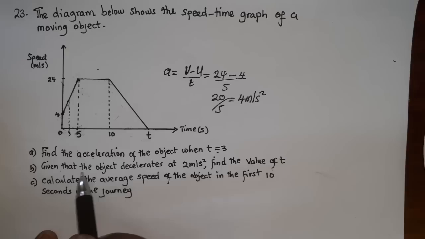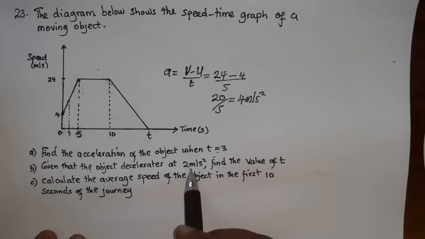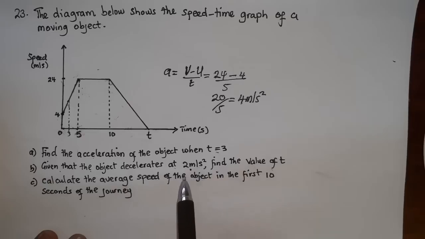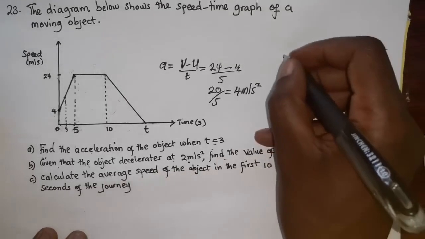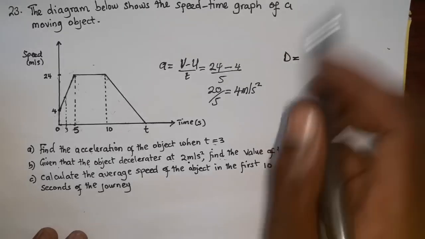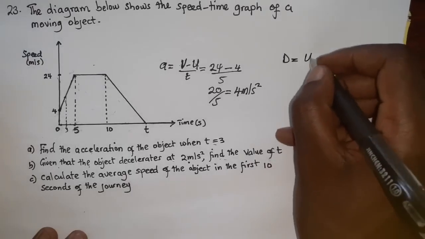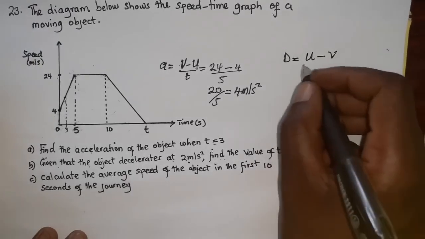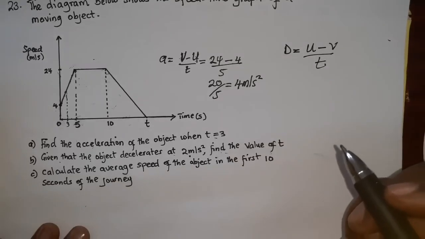So, given that the object decelerates at 2 meters per second squared, find the value of t. Okay, so we are looking at deceleration. For deceleration, what I do is I just swap these. It's the opposite, isn't it? Initial minus final over time.